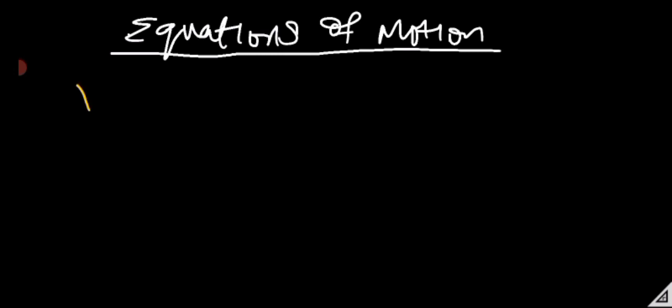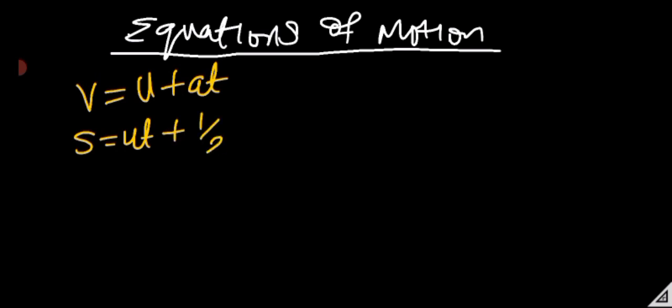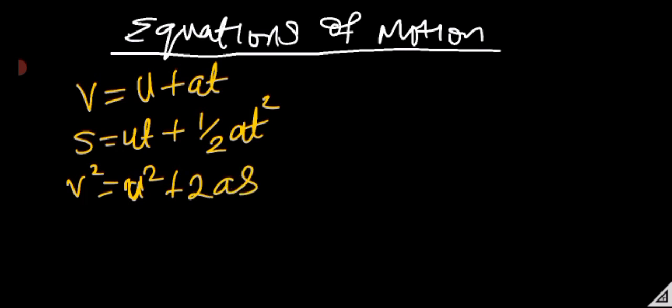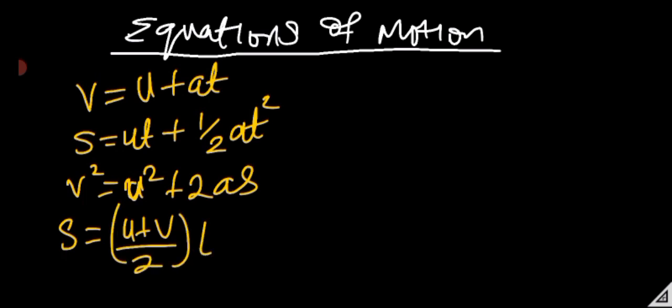The first one is v. I did a thorough lecture on this topic; go to my first video to learn the derivation and everything. I'm doing revision right now. So v is equal to u plus at. The second one is s is equal to ut plus half at square, right? The third one is v square is equal to u square plus 2as, and the last one is s is equal to u plus v all over 2 times t.